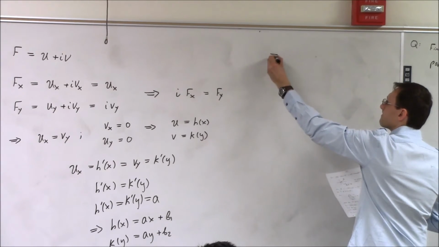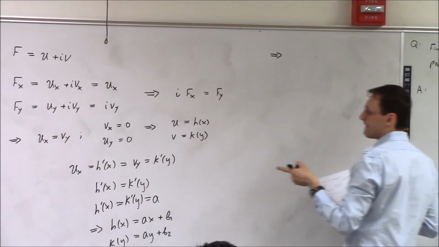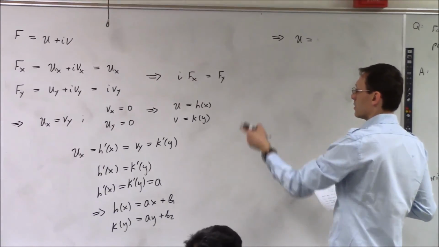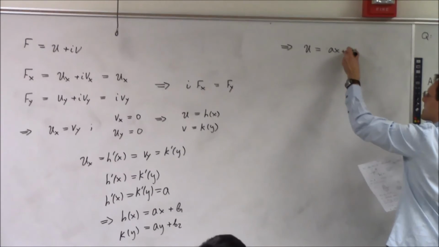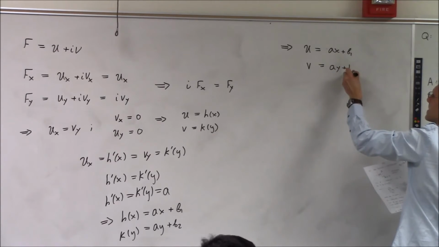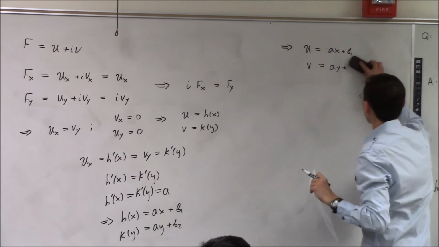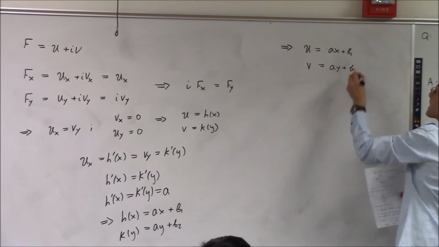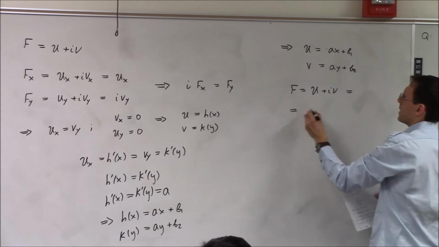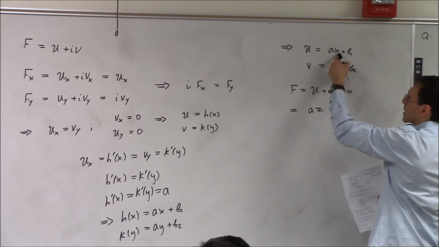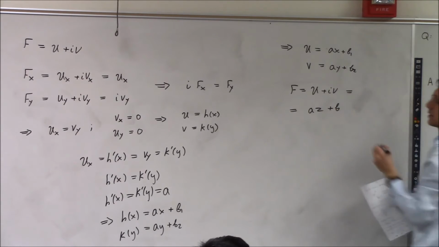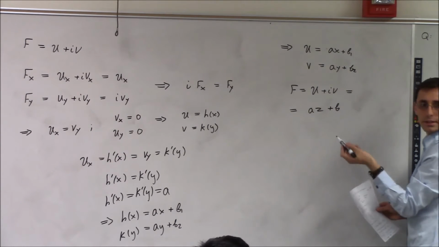So that implies that u is equal to h of x, in other words, it's equal to ax plus b1, and v is equal to ay plus b2. And then we have that f, which is equal to u plus iv, will then be equal to a z, because that will be x plus iy, plus b1 plus i b2, which is just some constant b. So that's linear.